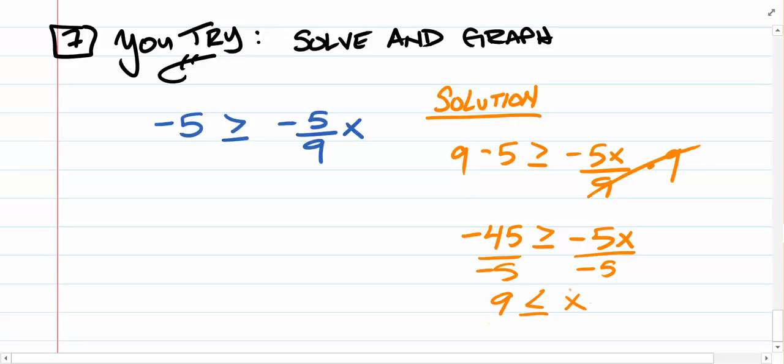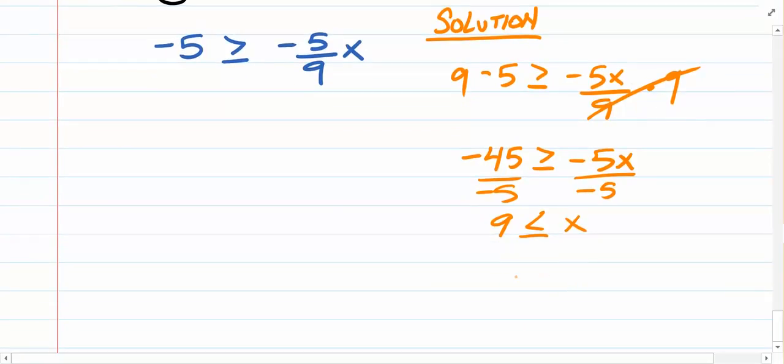Now, because my x is on the right-hand side, I would prefer to write my inequality as this. x is now greater than or equal to 9. Do not mistake this step for me reversing the direction because I multiplied or divided by a negative. It's simply an equivalent statement.